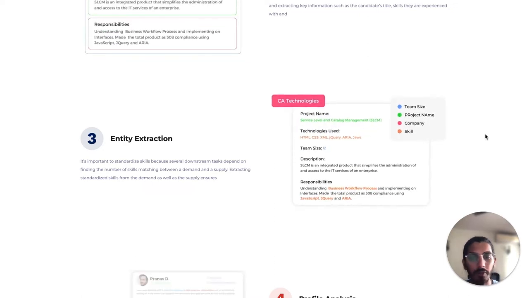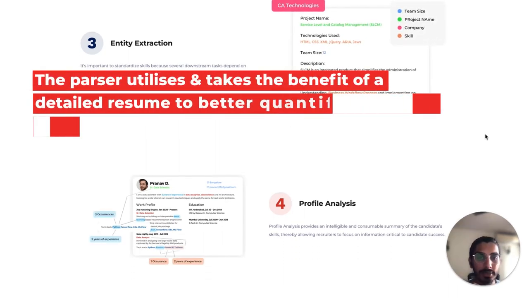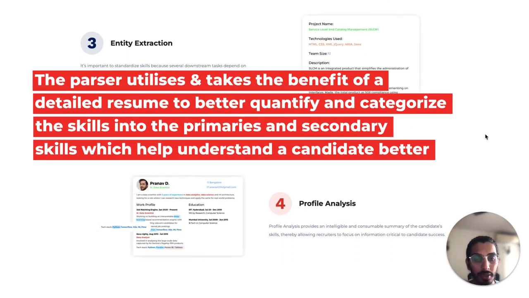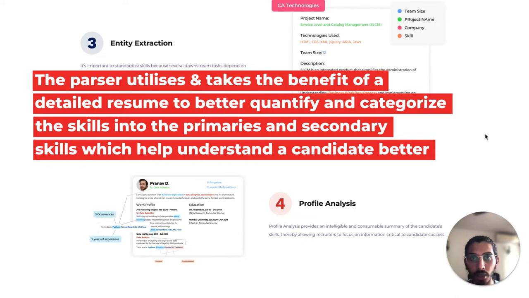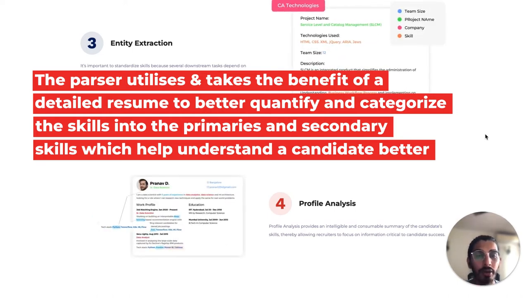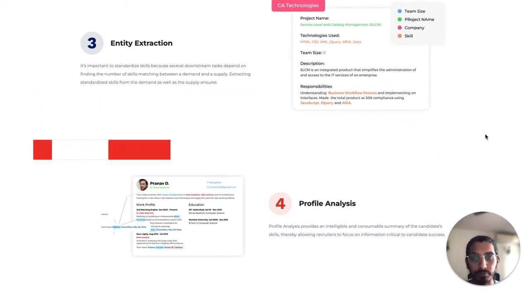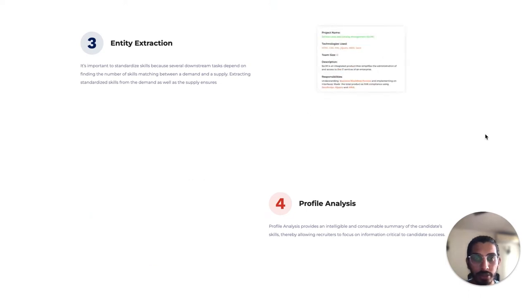And once we have acquired this information, from the skill perspective, we try to analyze and see what the primary skills of the candidate are and what the secondary skills of the candidate are, where we look at similar patterns to what I explained for the job description. But here, as the resume contains better attributes and richer information, we take the benefit of that information to better quantify and categorize the skills into primary and secondary skills, which helps us understand the candidate better.